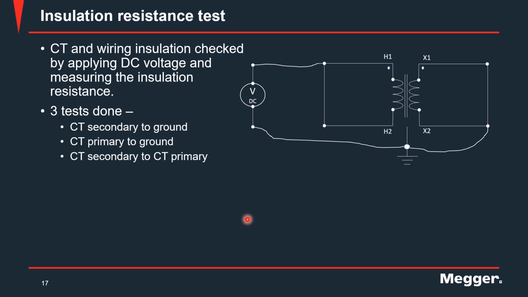At the very least, it's important that you do secondary to primary, where you're checking the CT insulation. And then if you want to check the insulation of the wiring as well, then you can do secondary to ground.